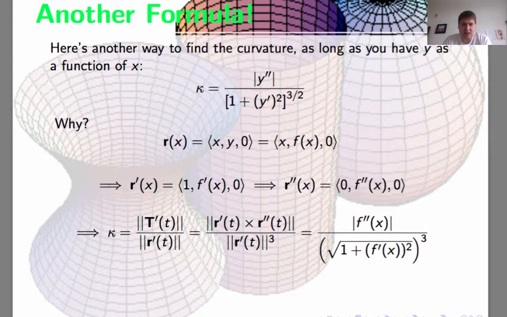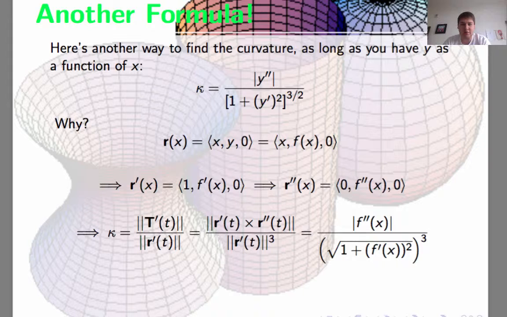So if we go back to this kind of ugly formula where it was r prime cross r double prime over r prime cubed, so magnitudes of all those, I'm leaving off the magnitudes, but don't leave off the magnitudes when you actually calculate these. So I'll leave this as a quick exercise. Take the cross product of r prime and r double prime, and it's looking like you're getting f double prime. We want to take an absolute value of that because we always want curvature to be positive. And so we take the absolute value of f double prime.